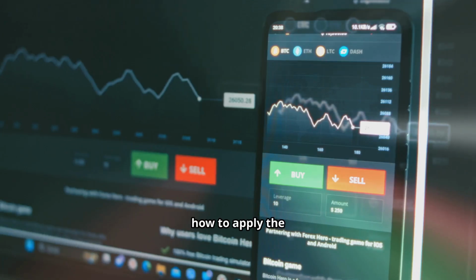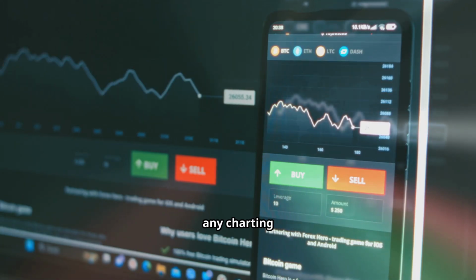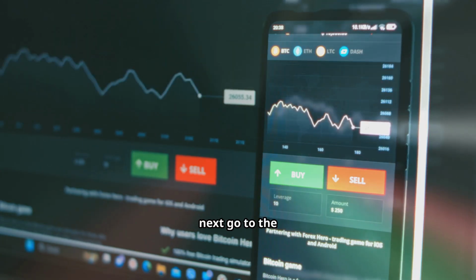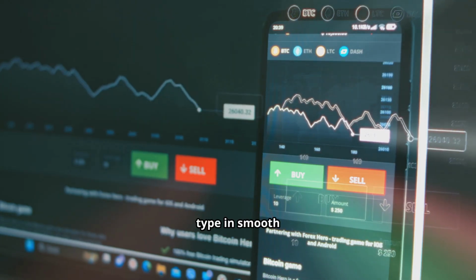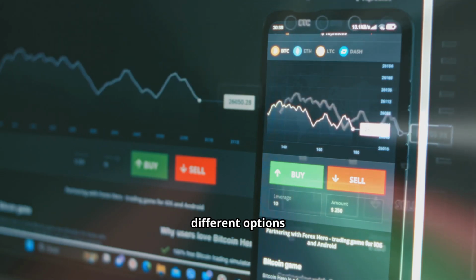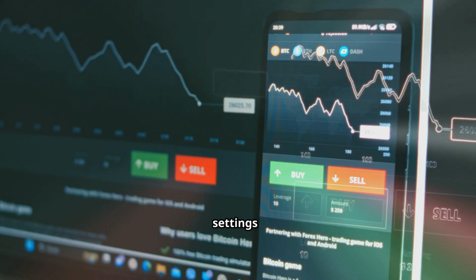Now I'm going to show you how to apply the Smooth Heikin-Ashi indicator onto your chart. You can use any charting platform, with the one that I'm using being tradingview.com. Next, go to the indicator section, type in Smooth Heikin-Ashi, and there you can choose any one of these different options. Now, once you've applied the indicator, the next step is choosing the settings.